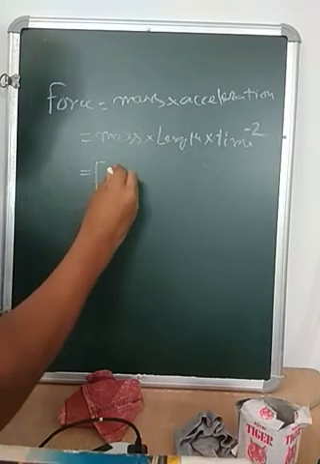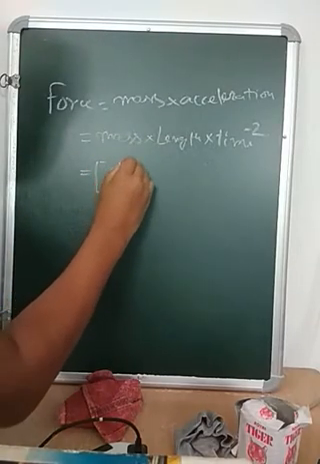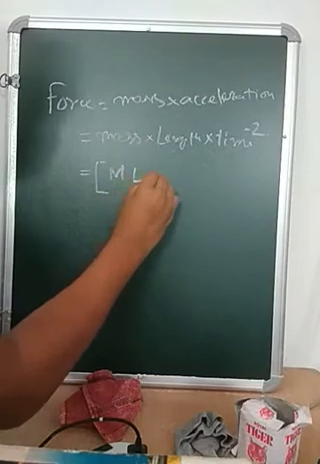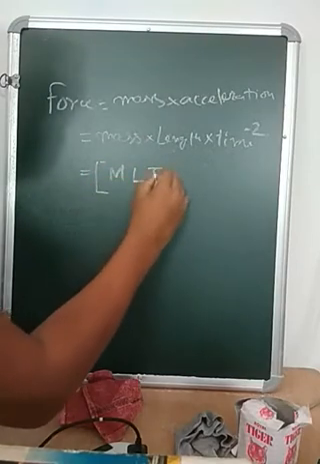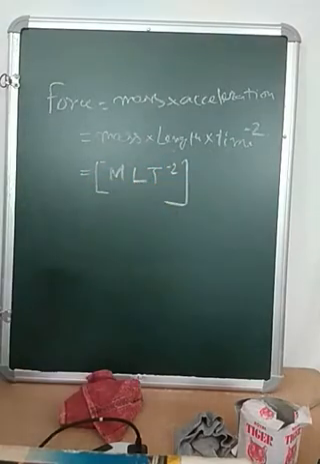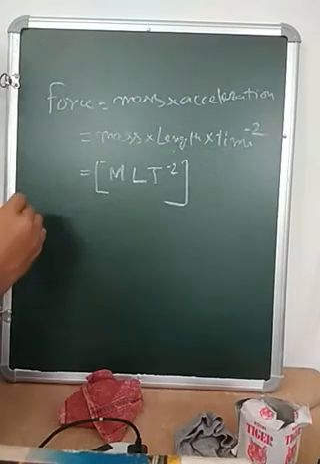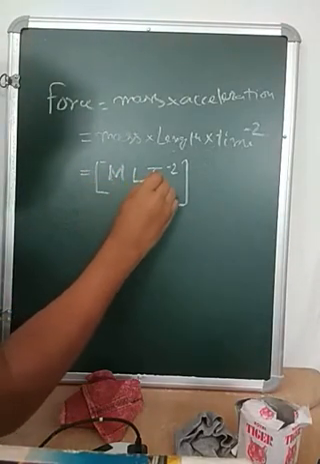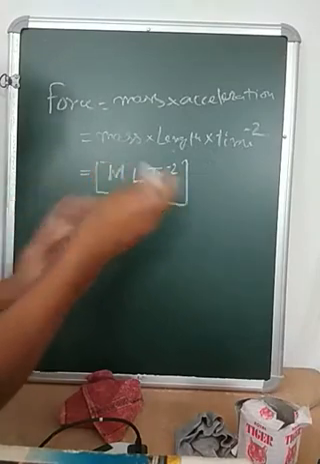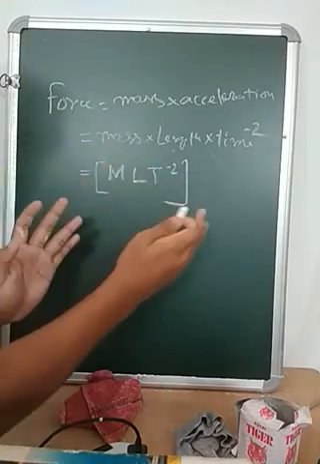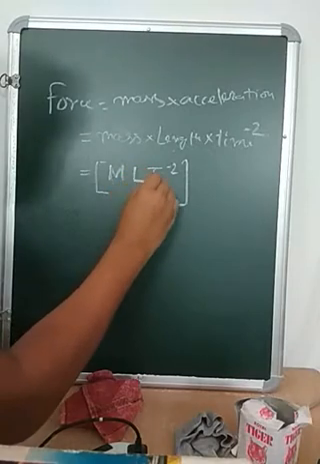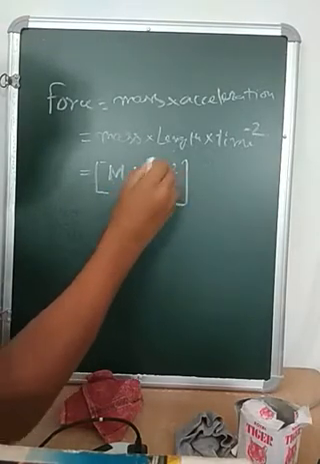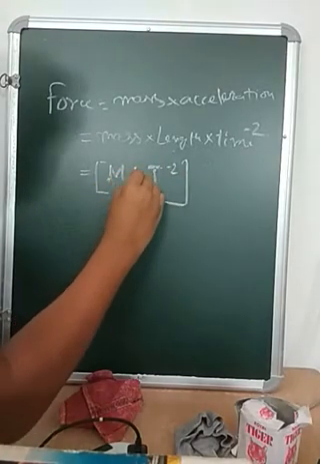In terms of dimensional formula, for mass we will write M, for length we will write L, and for time T, so M L T^-2. Always we write it in terms of M, L and T. First M, then L, then T. Now we do not shuffle these three things abruptly. Always write mass first, then length and time.